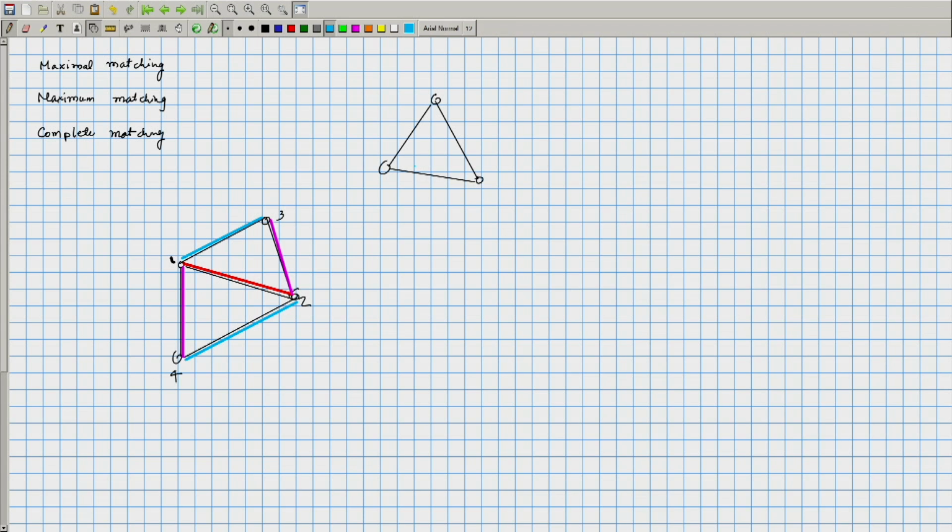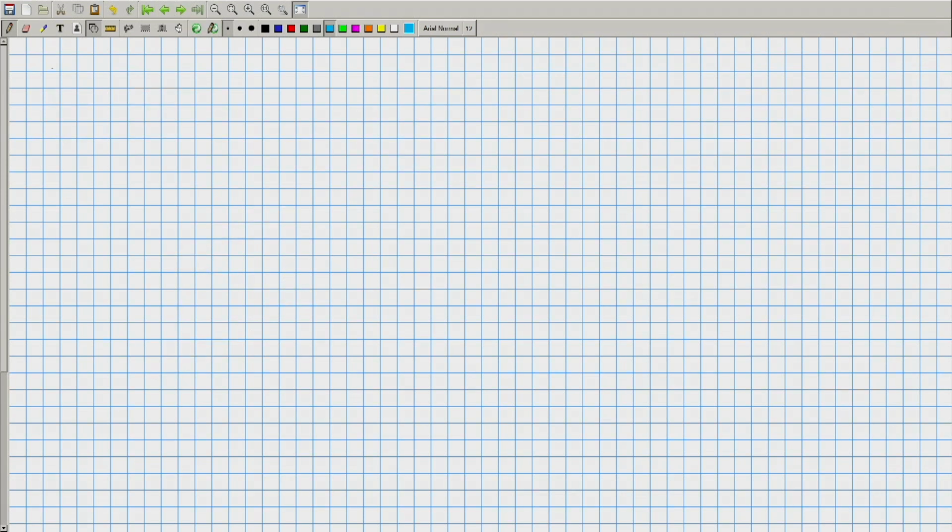What we will see in the remainder of this lecture is a characterization for when a bipartite graph has a complete matching. So, this is the question that we will answer: when does a bipartite graph have a perfect matching?